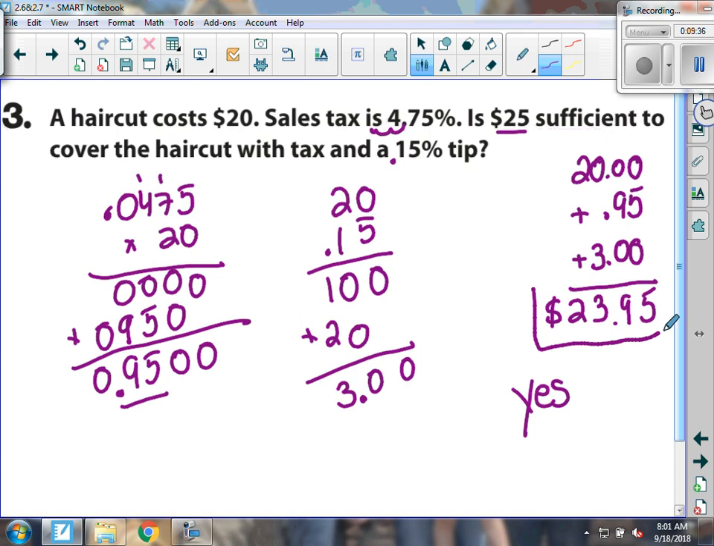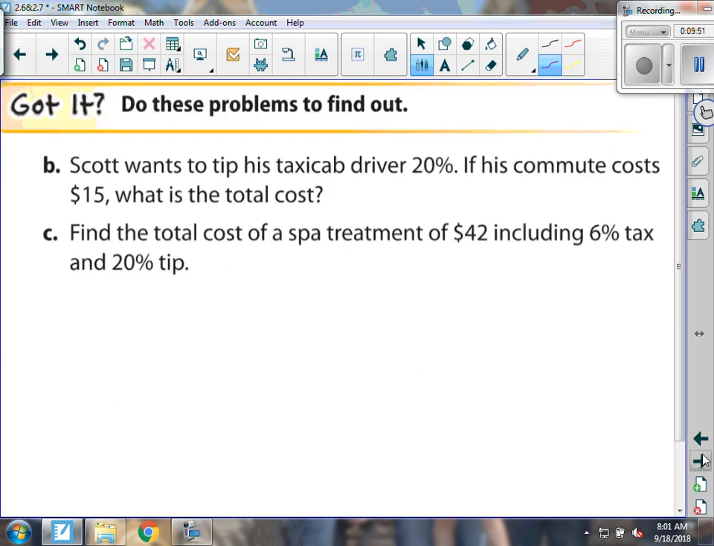Okay, so I'm going to be looking for your correct answer and your answer to the question. So we do the same thing. You take your percent of your number and then add those numbers that you get all together. Okay, so I want you to work out B and C. Scott wants to tip his taxi cab driver 20%. If his commute costs $15, what is the total cost? And then C, find the total cost of a spa treatment of $42, including 6% tax and 20% tip. So take a moment to copy these down and solve them, please.